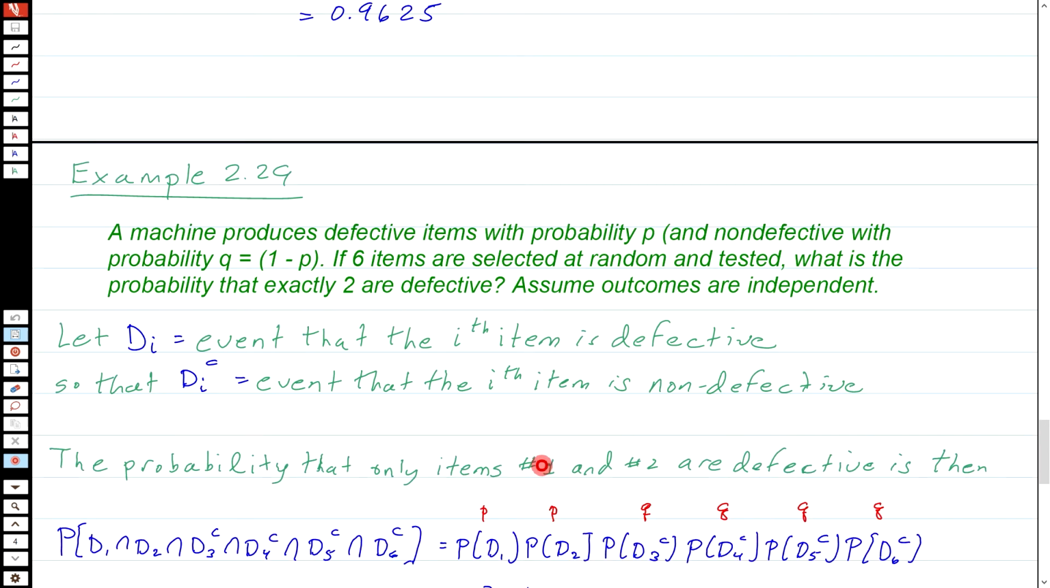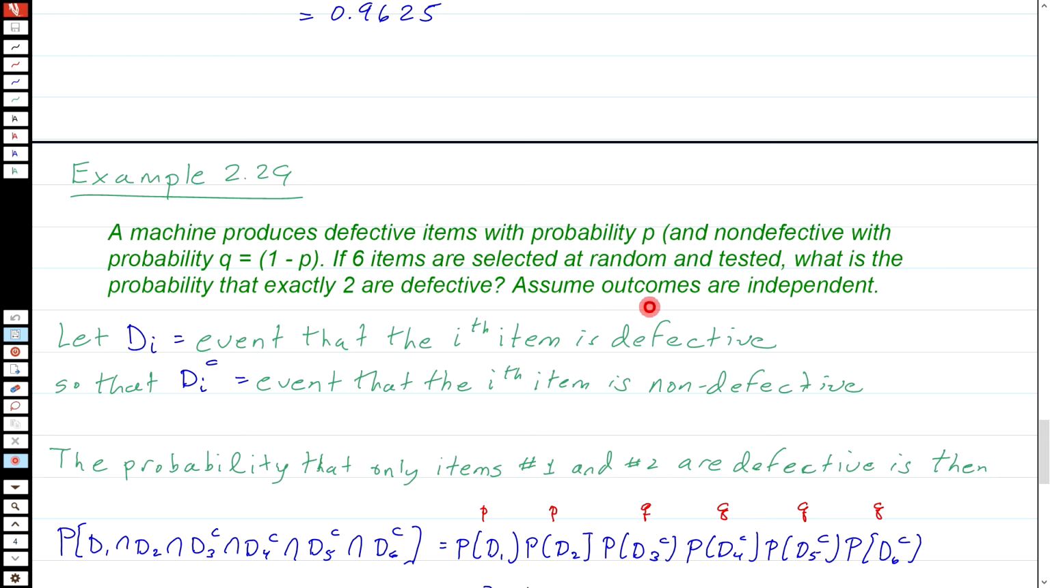Okay, another example. A machine produces defective items with probability P, and non-defective items with probability 1 minus P, which we will often call Q, and we'll see that later in this course. If 6 items are selected at random and tested, what is the probability that exactly 2 are defective? So I'm selecting items coming off of this machine, and I'm looking at the first 6 that I select. What is the probability that exactly 2 of those are defective?